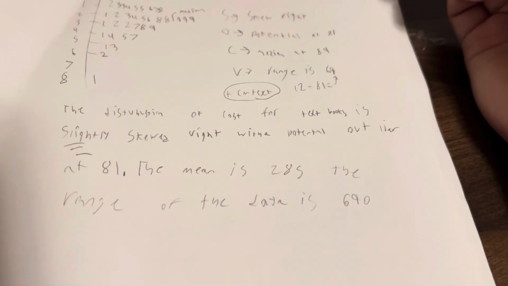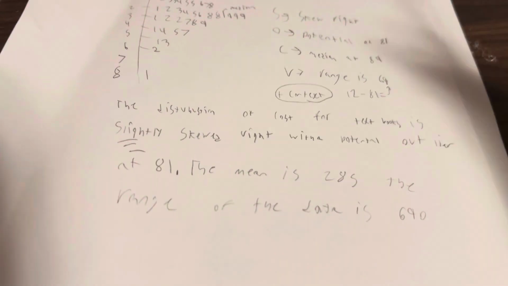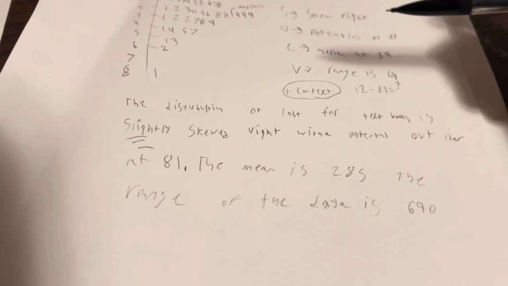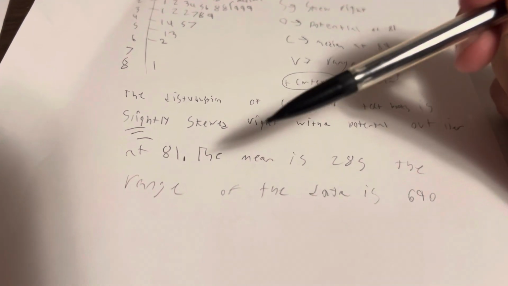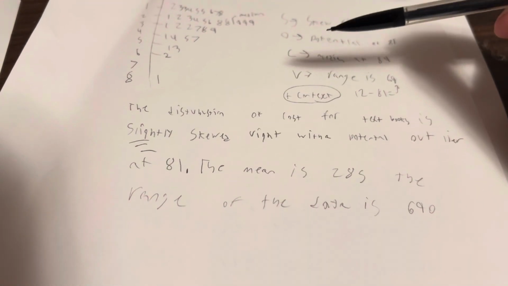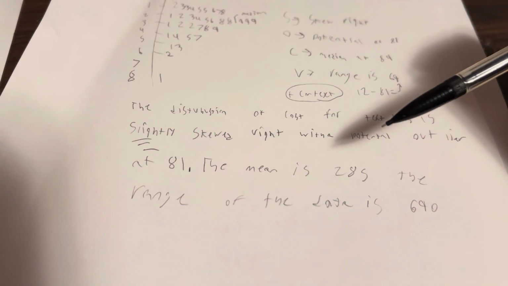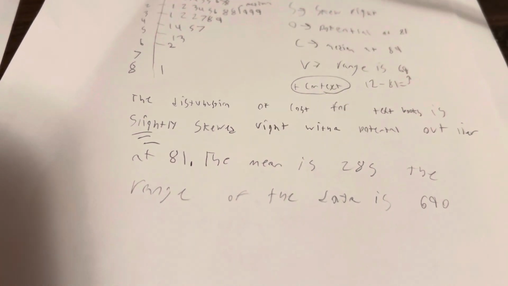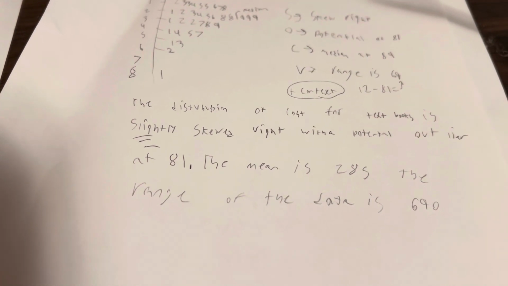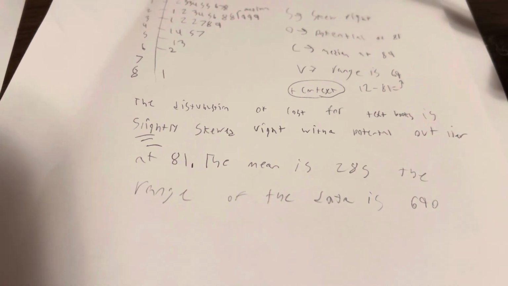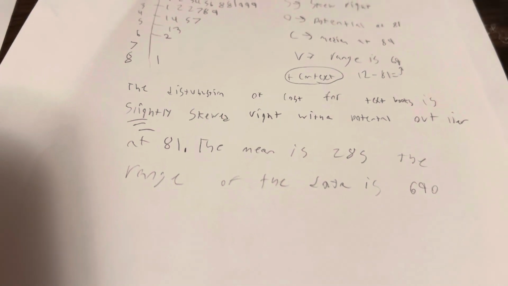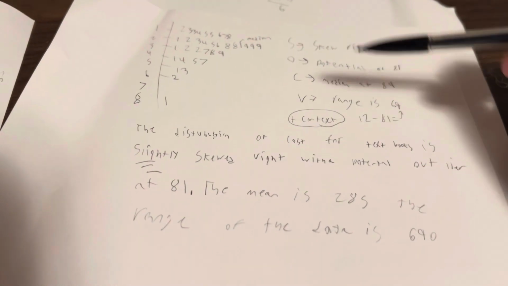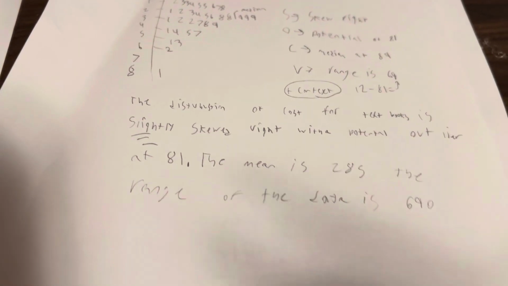And obviously you need some context. Usually context is just kind of putting in your own words everything that you find. So the distribution cost for textbooks is slightly skewed to the right. Use that right there. With a potential outlier of 81. Potential, we're not 100% sure, we never know. And the mean is 285, and the range of the data is 690. Basically just rewriting what we have here into sentences. That's all it is, basically.